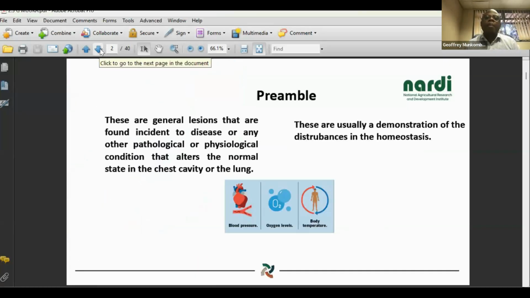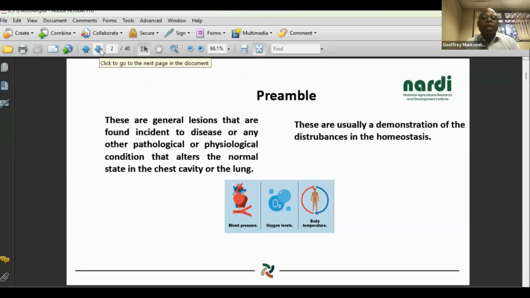Now, as a preamble, I would say that generally lesions that are found incident to disease or any other pathological or physiological condition are lesions that are caused by the altering of the normal state in the chest or the lung cavity. It usually demonstrates the disturbance in the homeostasis of the thorax and the accompanying organs in there.